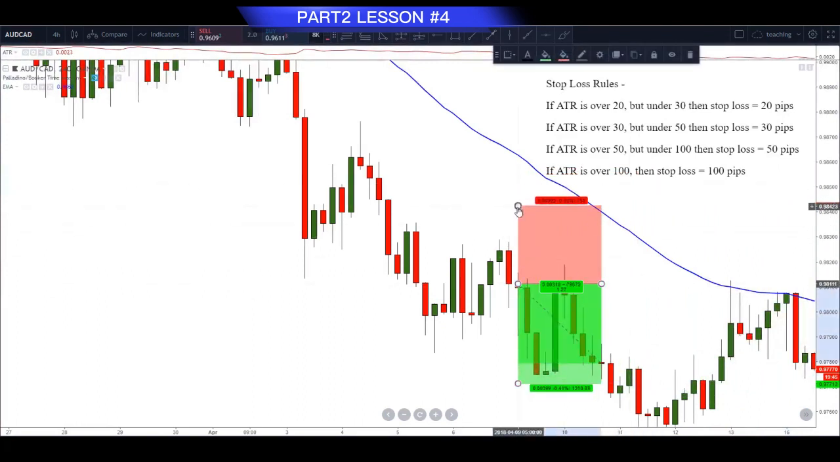We measure up to our swing high, which would be right here, this previous little green candle. Our swing high gives us about 18 pips. We hover over our entry candle, look to the top left. We have a 23 pip ATR. If the ATR is over 20 but under 30, then the stop loss is 20 pips. So we have 18 plus 20, which is 38 pips stop loss.